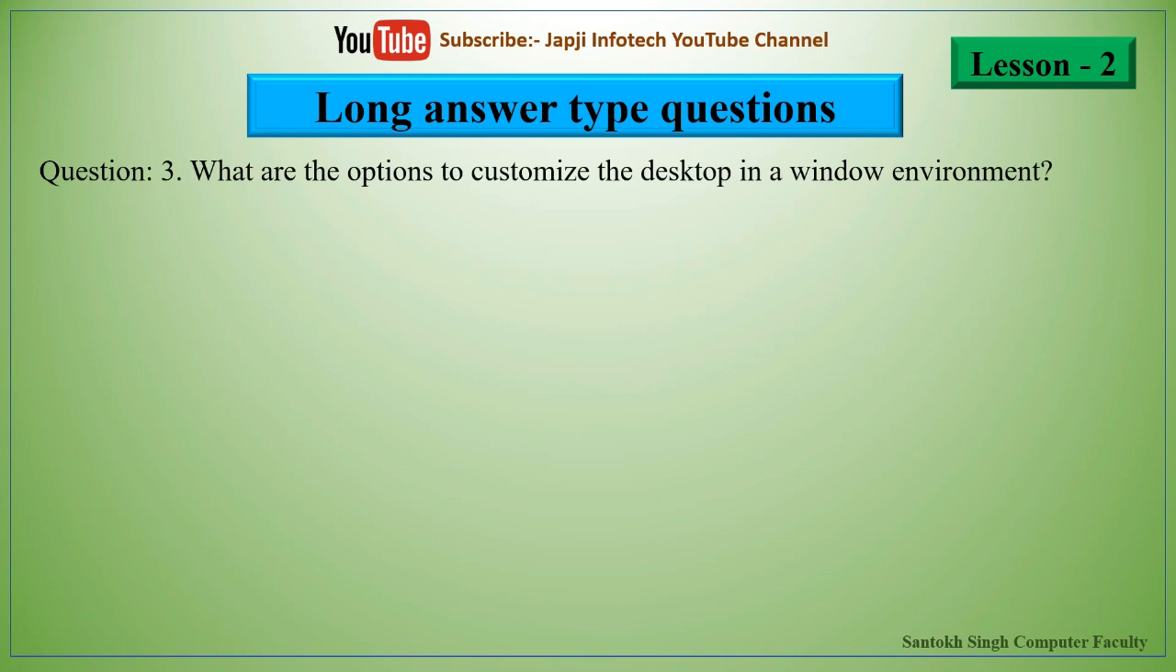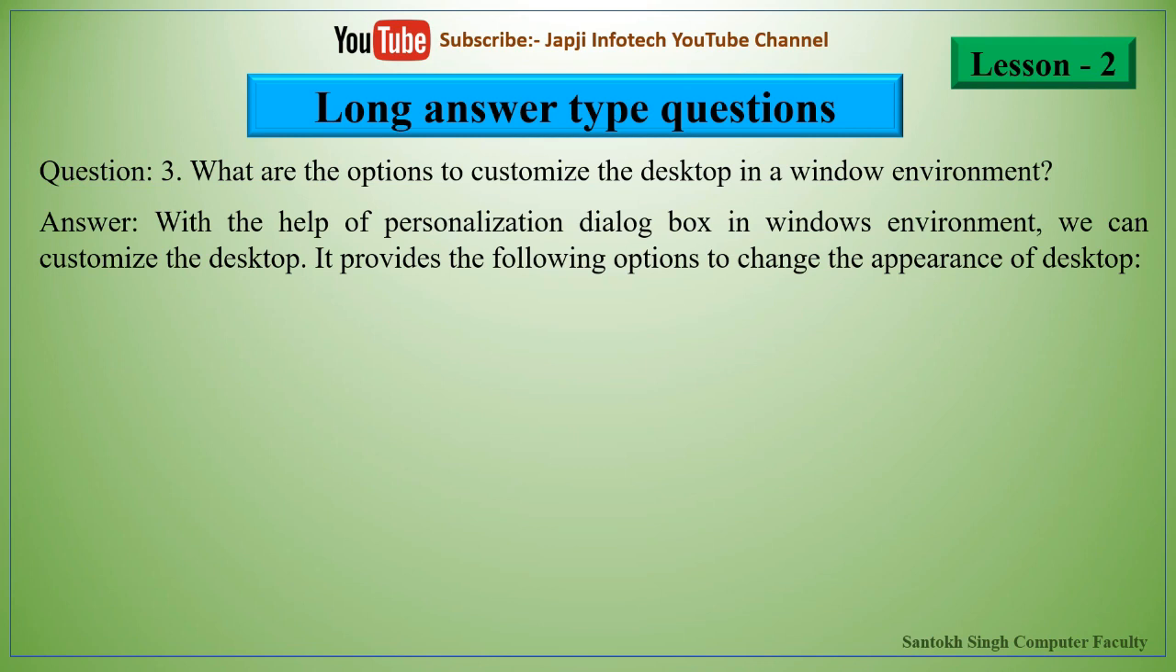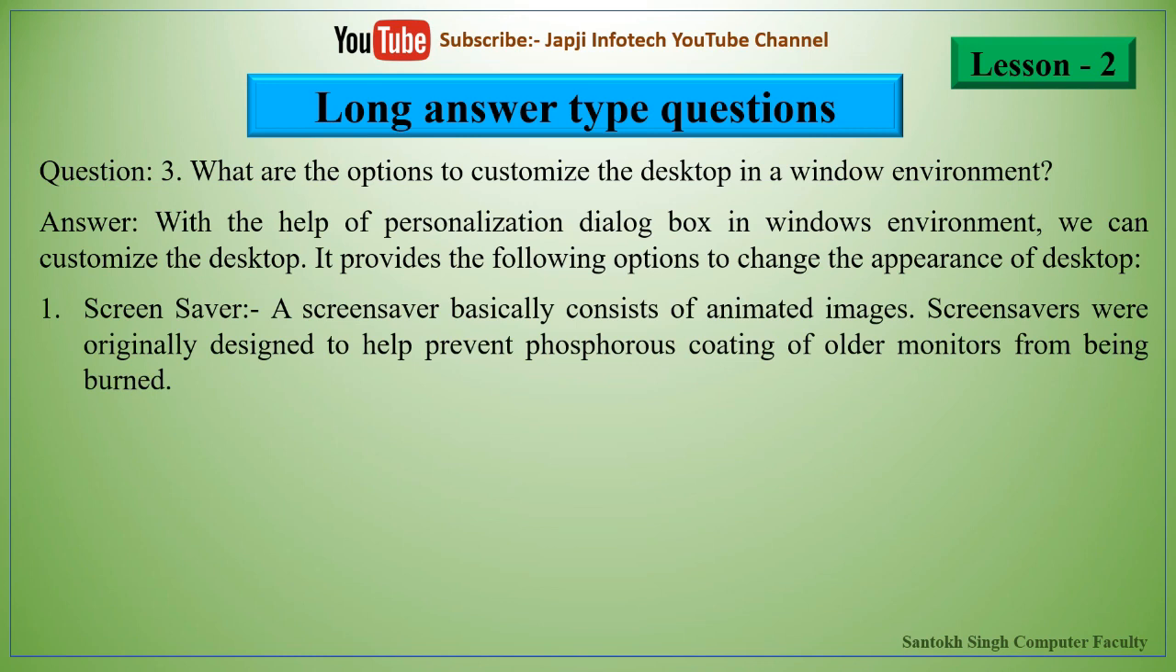So now we will move to the third question. What are the options to customize the desktop in a window environment? The right answer is: with the help of the personalization dialog box in the window environment, we can customize the desktop. It provides the following options to change the appearance of the desktop. The first one is screensaver. A screensaver basically consists of animated images. Screensavers were originally designed to help prevent the phosphorus coating of older monitors from being burned.